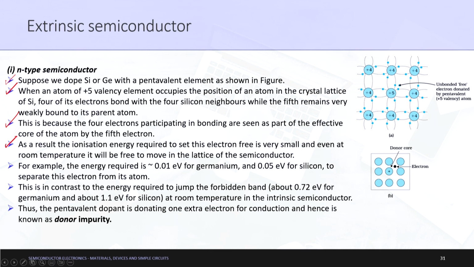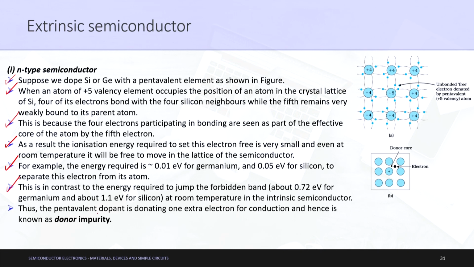For example, the energy required is approximately 0.01 electron volts for germanium and 0.05 electron volts for silicon to separate this electron from its atom. So, basic energy is also being explained here. This is in contrast to the energy required to jump the forbidden band, that is about 0.72 electron volts for germanium and about 1.1 electron volts for silicon at room temperature in the intrinsic semiconductors. Original values are this, but as you can see these values are reduced many folds, and hence the conduction increases at a very higher pace.